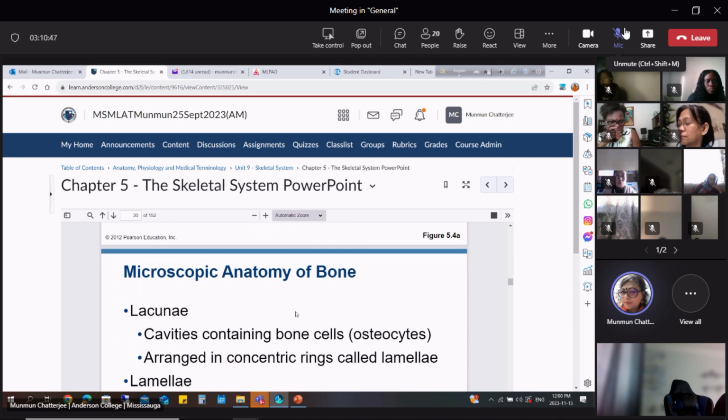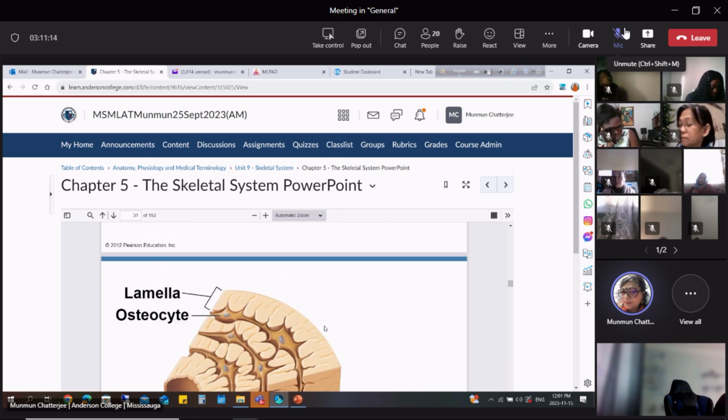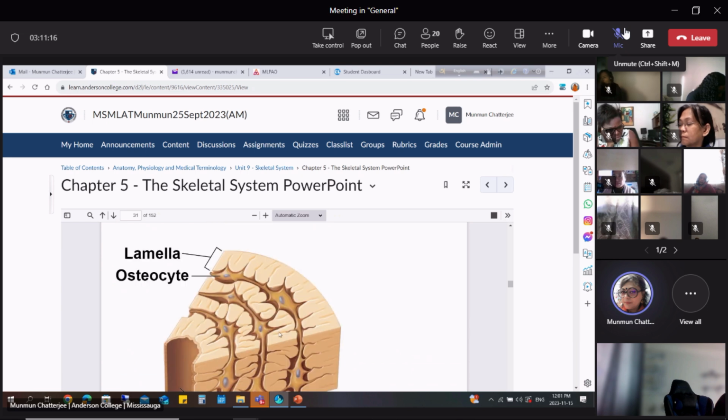What are lacunae? Cavities containing bone cells. That's all you need. Another name for the bone cells is osteocytes. Cytes means cell, osteo means bone, so the name of the bone cells is osteocytes. You don't need the lamellae or other things. So these are the bone cells, called the osteocytes.